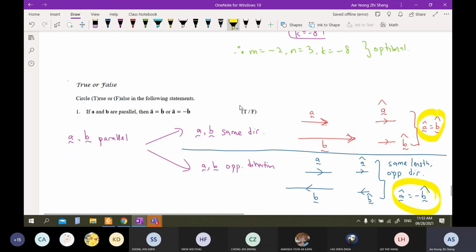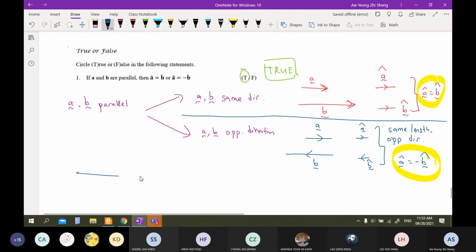So the statement is true. The statement is true because there are two possibilities: the directions can be the same or opposite. Next is point number 2.